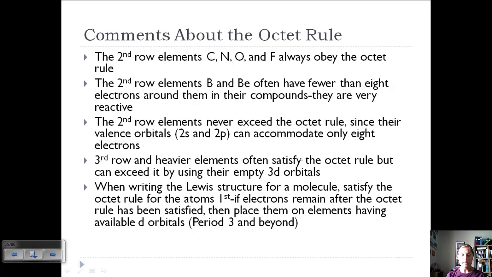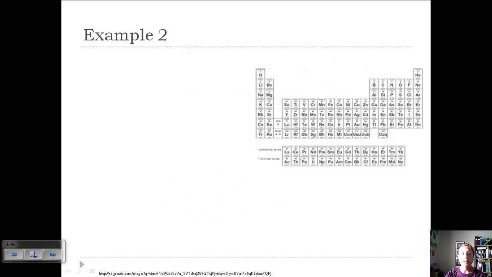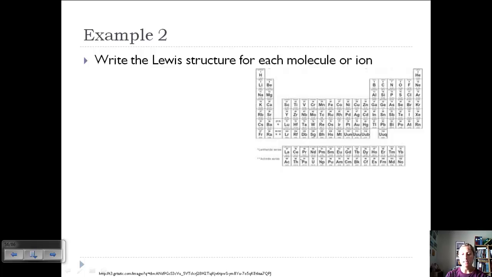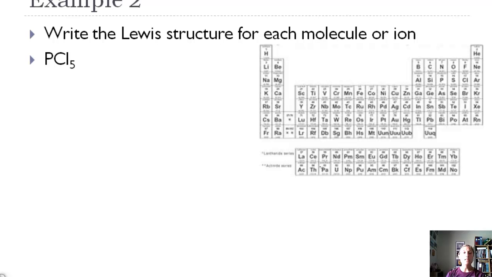That is usually going to be the central atom, but make sure that your atom is in period 3 or beyond, because that means it would have an available d orbital. So any extras would go on those. Okay, let's look at some other Lewis structures, mainly for exceptions. So let's look at PCl5.